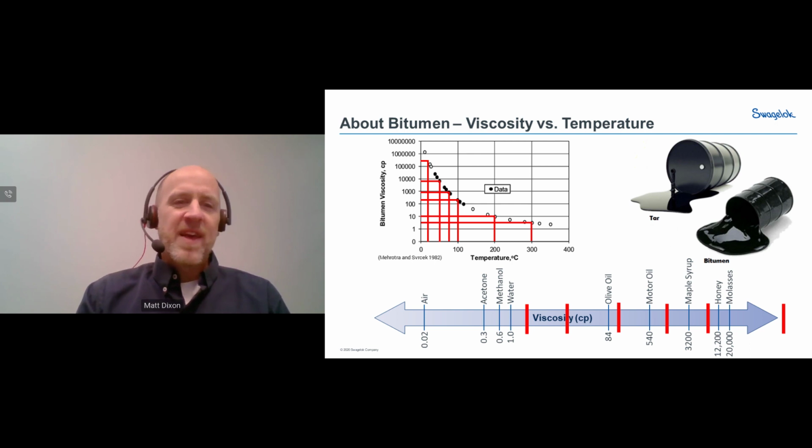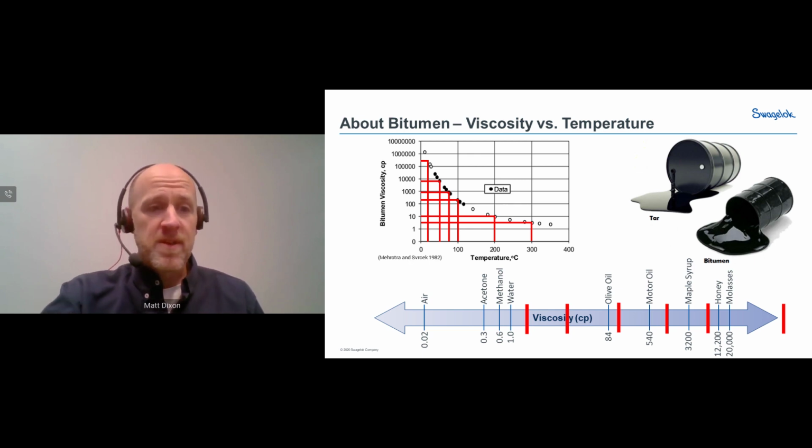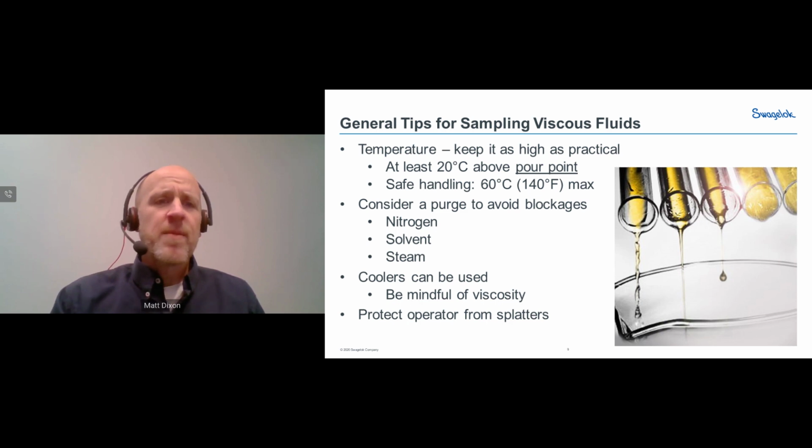And that's one of the lessons that you have with viscous samples: you don't want to cool them to the point where they slow down and actually plug your system. That's something that's very easy to do. So a few general tips for sampling viscous liquids. We want to make sure that we're keeping that liquid at least 20 degrees C above its pour point. That's something that we need to make sure we're doing so that it doesn't slow down and again plug.